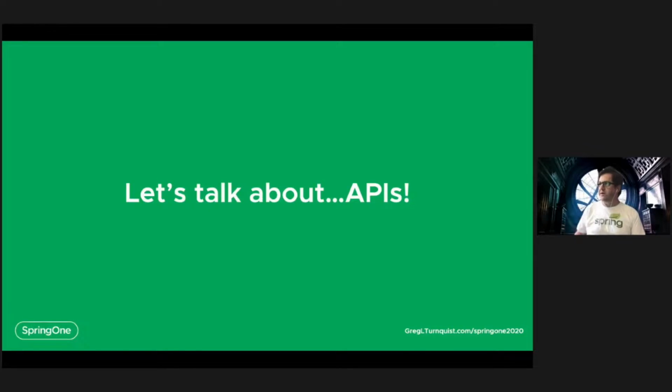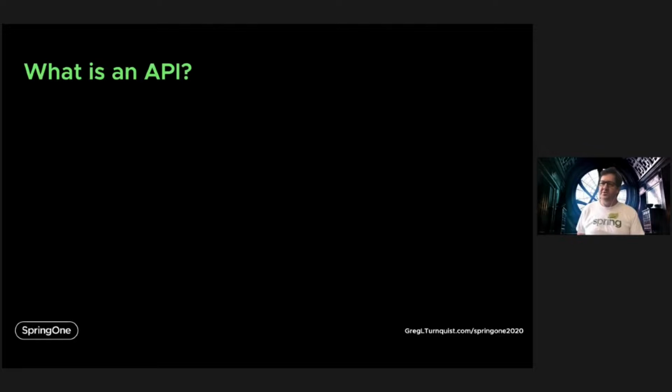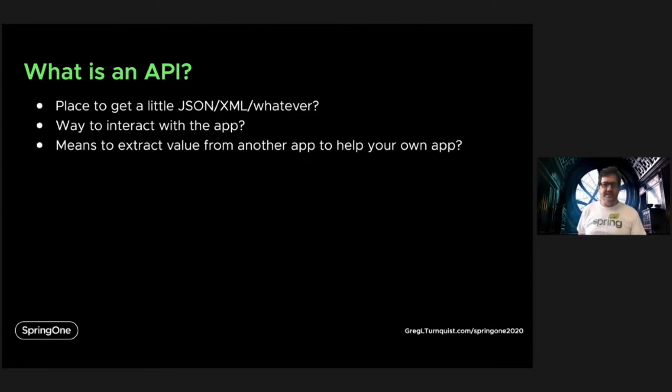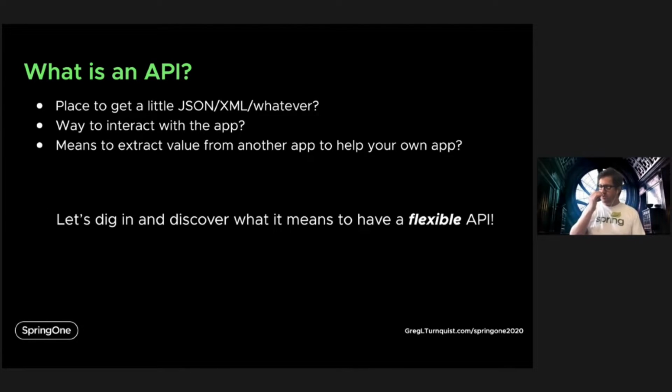But let's go talk about APIs. First of all, what is an API? Before we can talk about a flexible one, we need to talk about what an API is in the first place. Is it a place to get maybe some JSON or XML or some other format of data? Maybe not quite that. Maybe a little better explanation: is it a way to interact with the application? Well, we're getting warmer with that description. Is it a means to extract value from another app that helps your own app, if you're trying to fetch some data from somebody else's app and service your own needs? So why don't we dig in and discover what it means to have a flexible API?